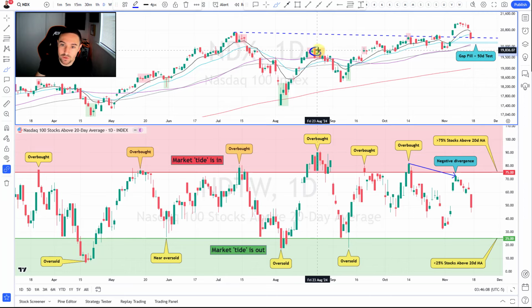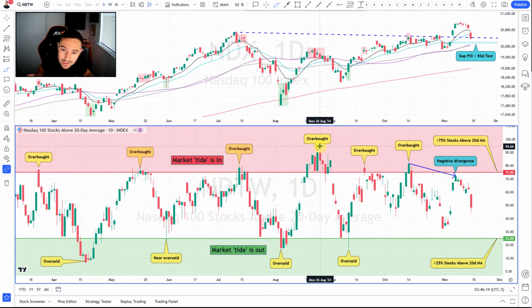Okay, this bit here, what's that, kind of around late August or so, last week of August, you can see the market tide is overbought. The market tide has now flowed in. You're now getting a reading of about 90% of stocks in the NASDAQ 100 are above their 20-day moving average. That market tide has flowed in.